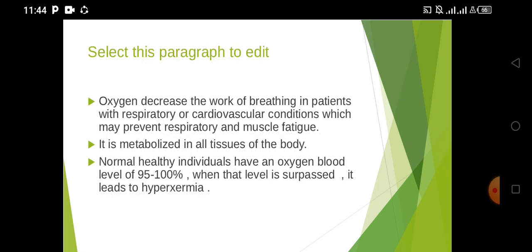Oxygen decreases the work of breathing in patients with respiratory or cardiovascular conditions, which may prevent respiratory and muscle fatigue. It is metabolized in all tissues of the body. Normal healthy individuals have an oxygen blood level of about 95 to 100%. When that level is pushed above the baseline, it leads to hyperoxemia, or excessive oxygen in the bloodstream.